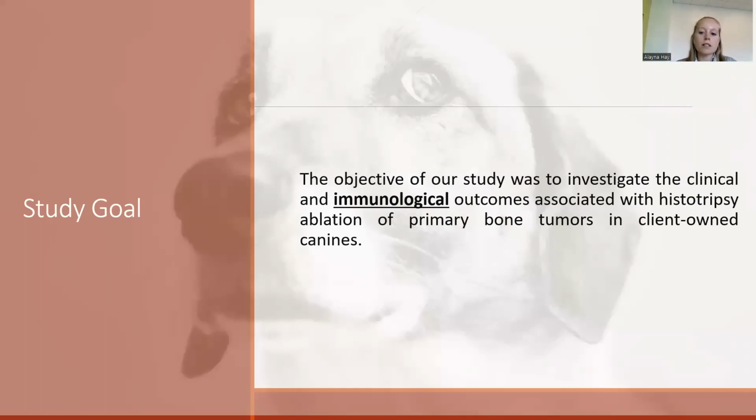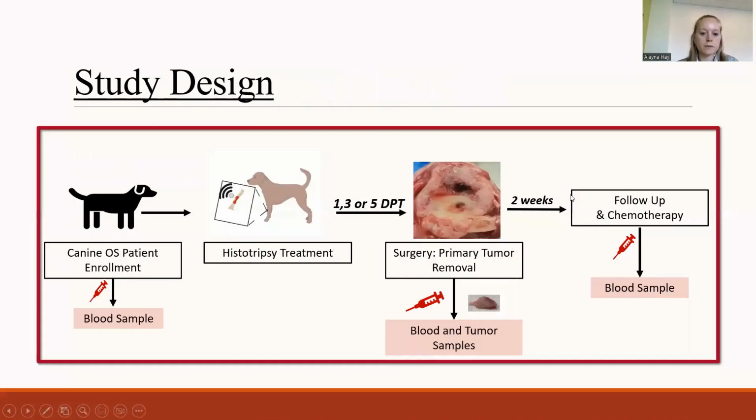The objective of our current study was to investigate the possibility of using histotripsy to ablate primary tumors and also to investigate the immunological outcomes associated with histotripsy ablation in client-owned canines with primary bone tumors. For this treatment, canine patients suspected to have osteosarcoma with no evident metastatic disease were enrolled to ongoing clinical trials.